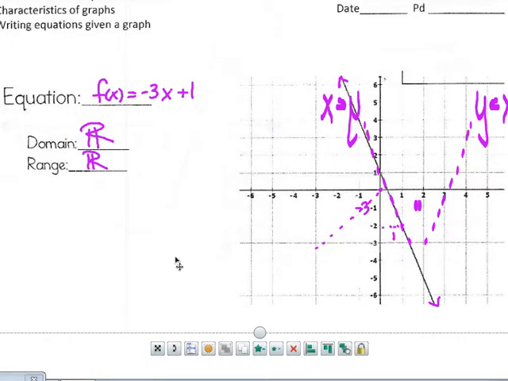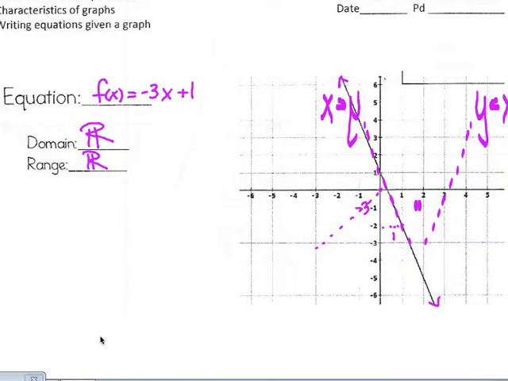That was a little odd. All right, let's try one that's not a linear function.